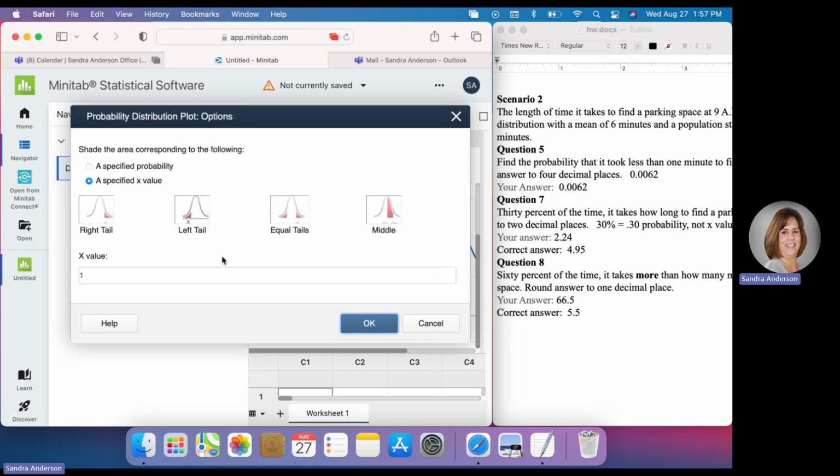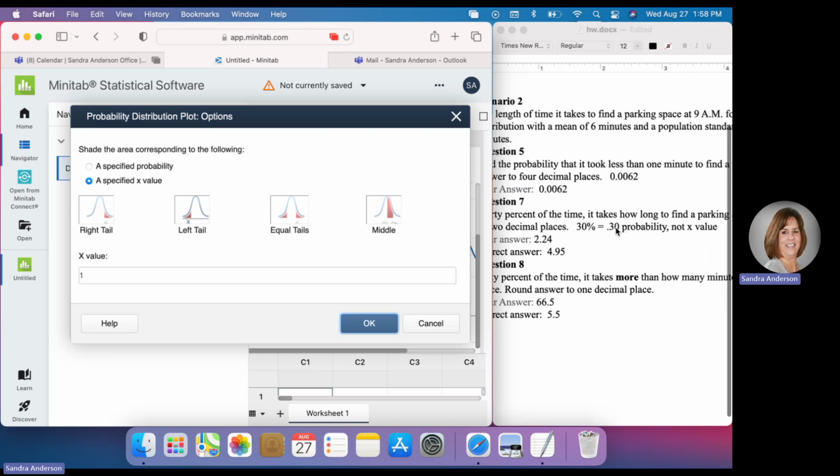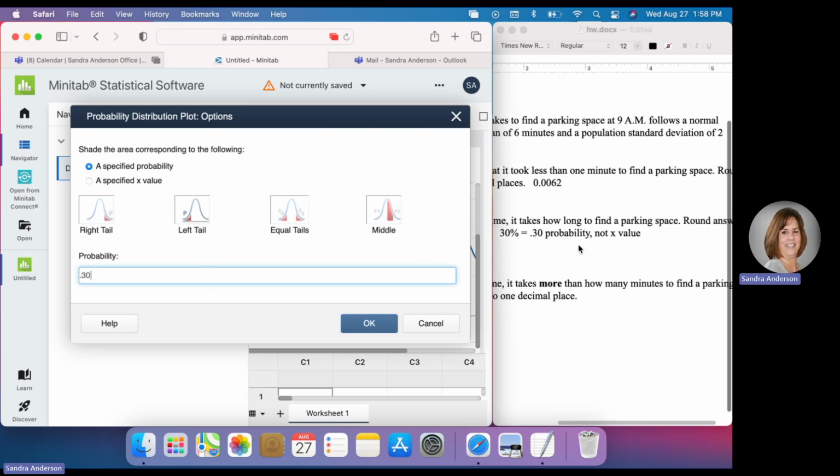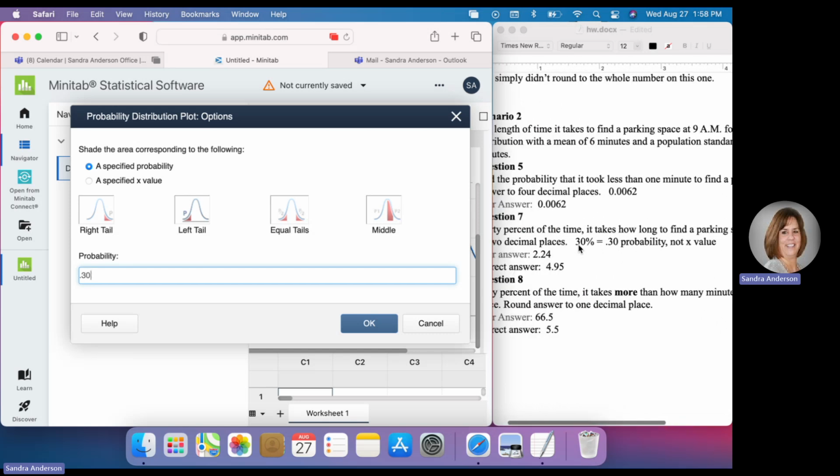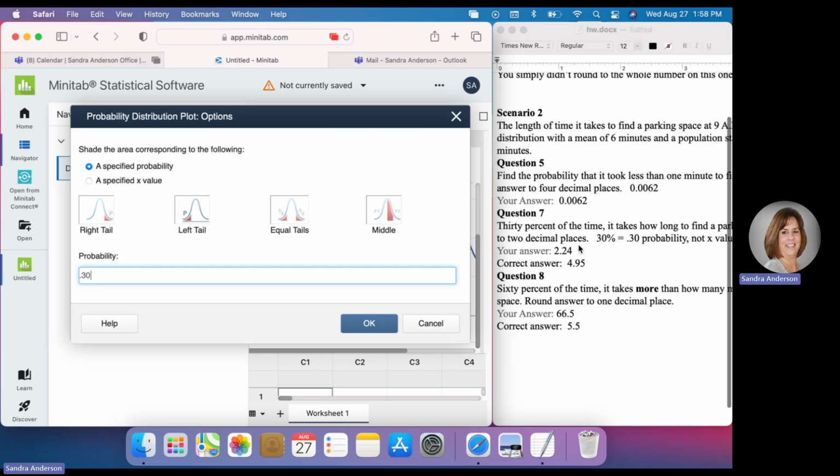But when you click options, I'm not given an X value here. I'm given 30%, and 30% is a probability expressed as 0.30. So that's why you have to do that there. How long, 30% of the time, does it take to find a parking space? Okay, we're going to round our decimal to 2 places.